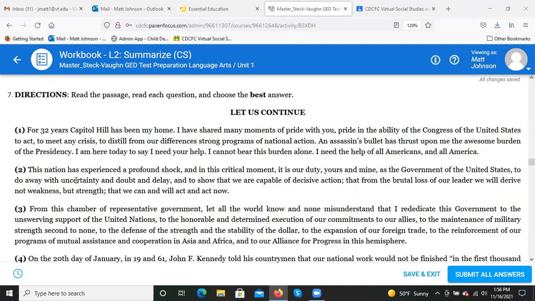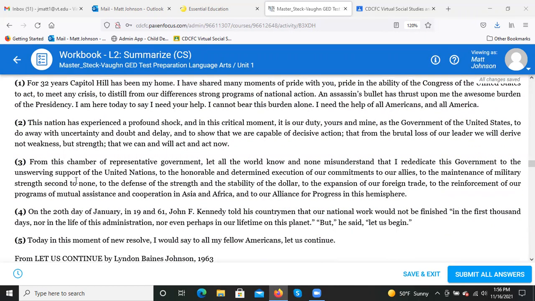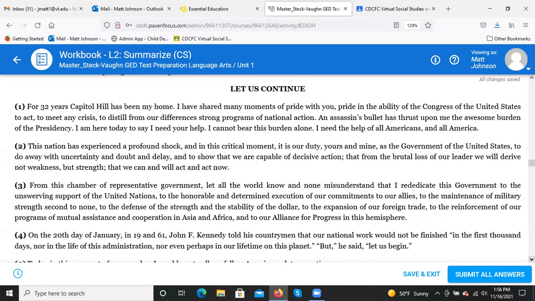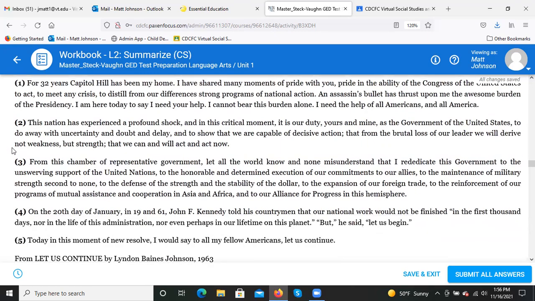On the 20th day of January in 1961, John F. Kennedy told his countrymen that our national work would not be finished in the first 1,000 days, nor in the life of this administration, nor even perhaps in our lifetime on this planet. But he said, let us begin. Today, in this moment of new resolve, I would say to all my fellow Americans, let us continue.